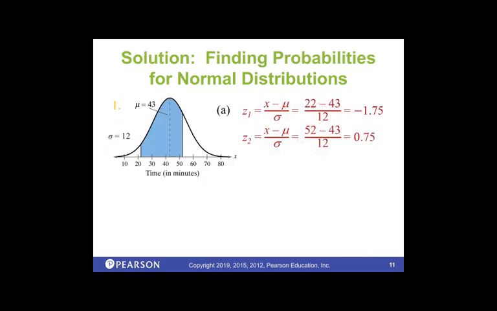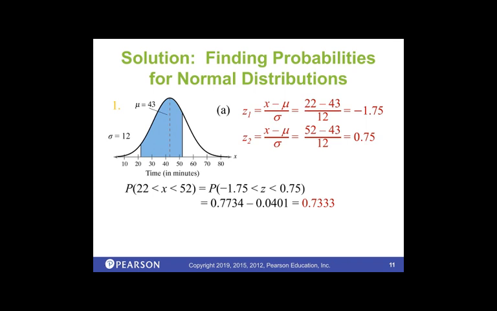So you see that there, we get a negative 1.75 for the first one and 0.75 for the second one. So if we subtract those two, those are the z-scores. We have to look at the chart to convert the z-scores to the probabilities, subtract our probabilities, and we get a probability of 0.33.